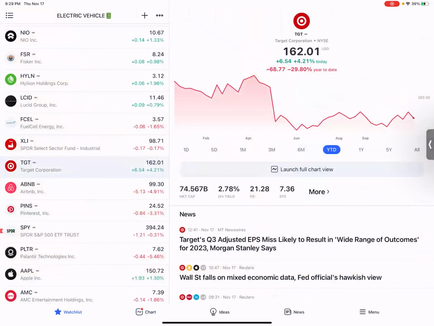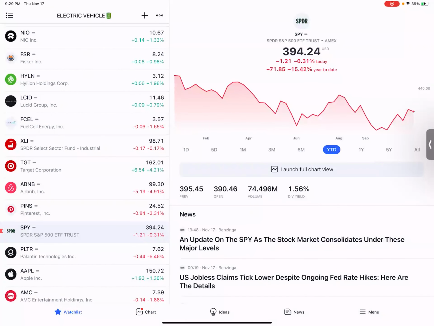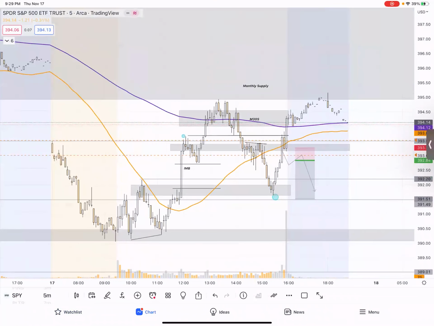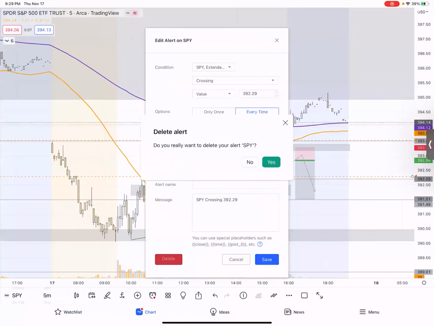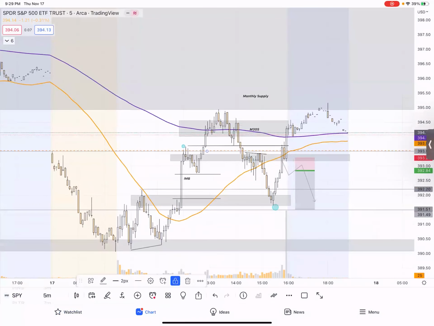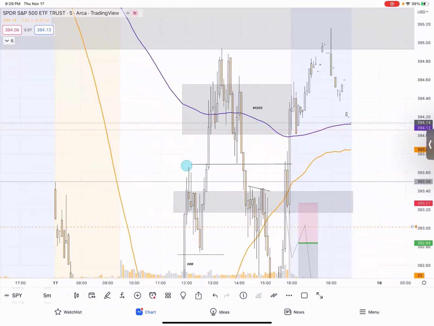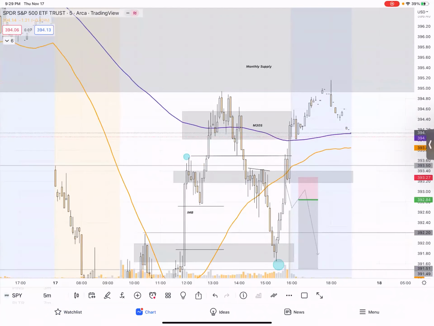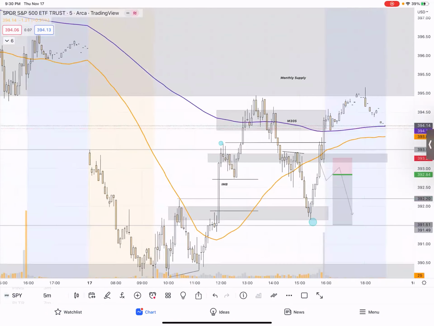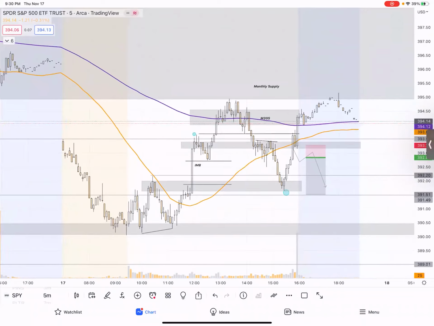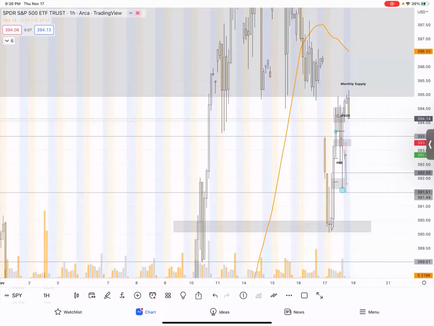Let's backtest another example. Let's take a look at SPY. All right, so SPY, there was a scalp that I caught by the end of today. Let's go to the 1 hour.